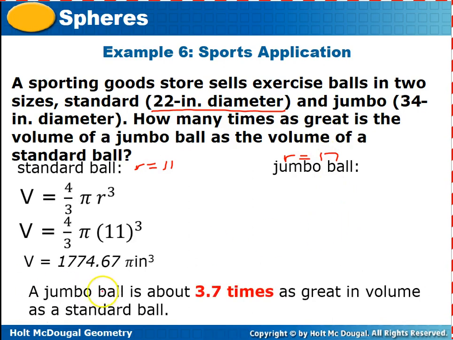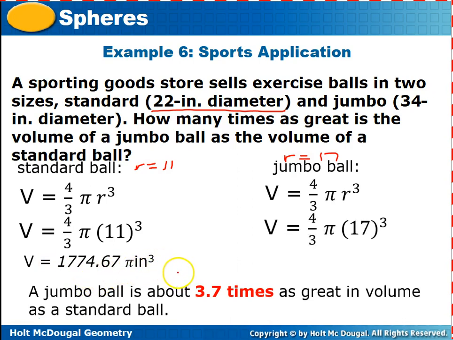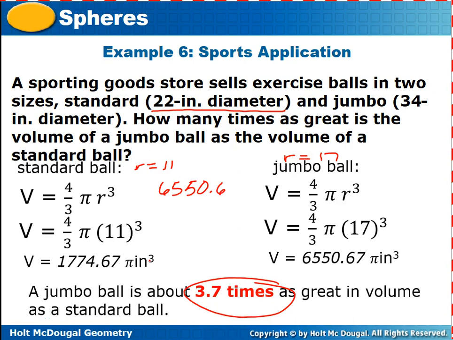When we do that, we're going to get the volume over here is 1774.67 pi inches cubed. The volume for the jumbo ball is 6550.67 pi inches cubed. Now the way we find this value down here, the 3.7 times, is we're going to take the volume of the bigger ball, the jumbo ball, 6550.67, and we're going to divide it by the volume of the standard ball. So that's 1774.67. Now when we divide the jumbo ball by the standard ball, we get 3.7. So a jumbo ball is about 3.7 times as great in volume as the standard ball.